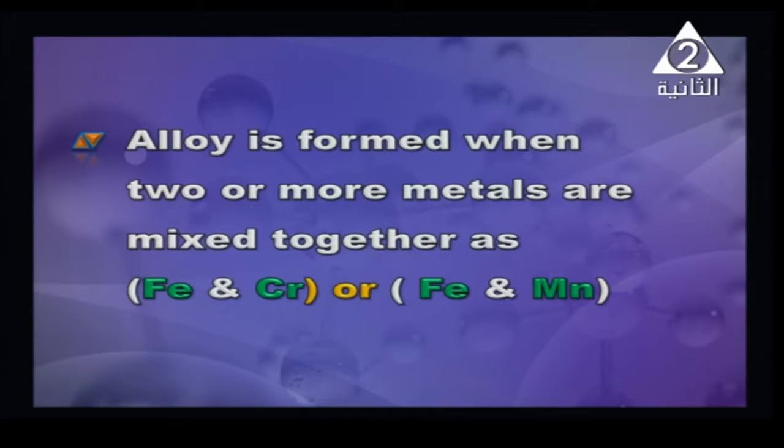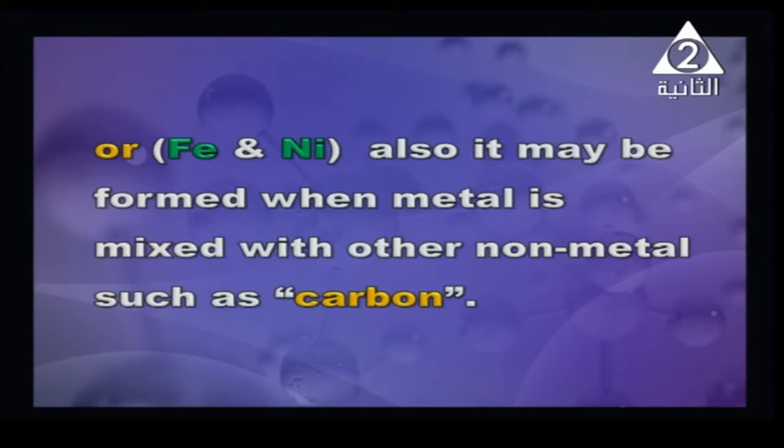Now, my dear students, we are going to discuss the different types of alloys. What do we mean by alloy? An alloy is formed when 2 or more metals are mixed together, as iron and chromium, or iron and manganese, or iron and nickel. Also, it may be formed when a metal is mixed with a non-metal, such as carbon.